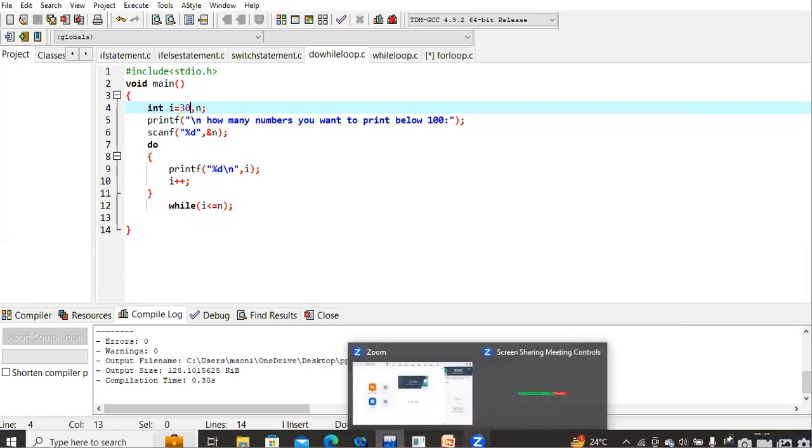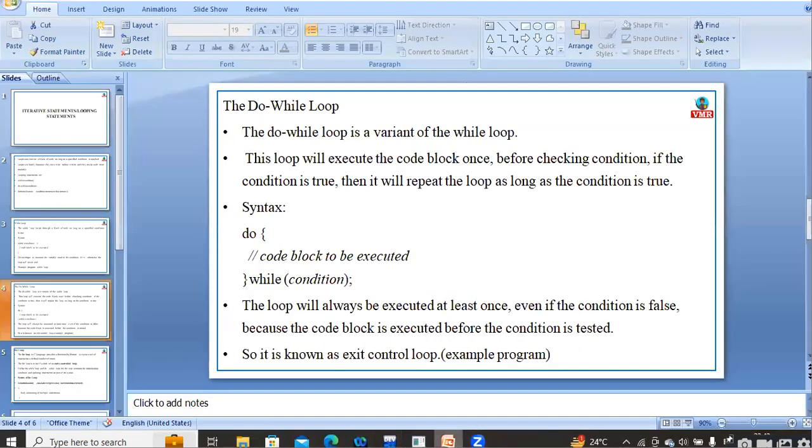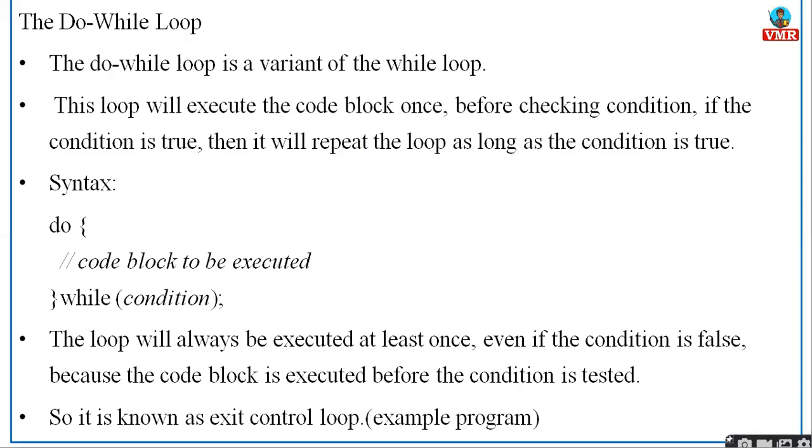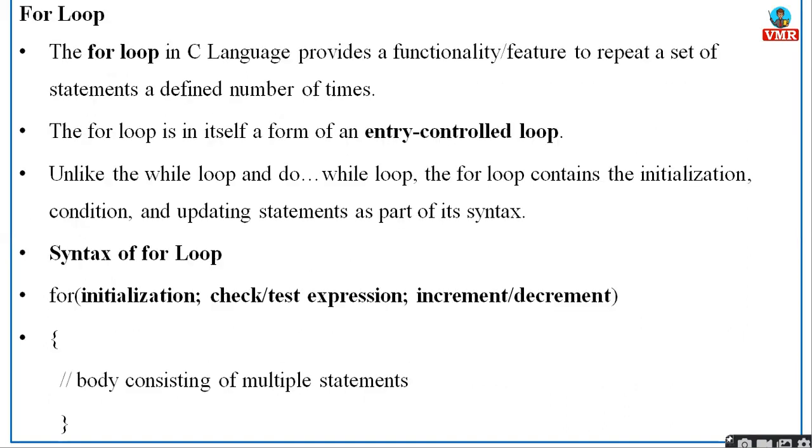And then next, again coming back to our PPTs, the last one, we are done with do while, we are done with the while, and then the last one, the for loop. The for loop in C language provides a feature to repeat a set of statements a defined number of times. So what you are doing here is fixing beforehand how many times you want to repeat the loop.